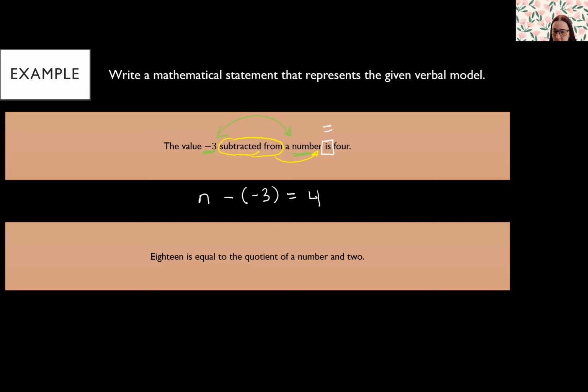Next, we have 18 is equal to. So is equal to, that's another one telling us that's where our equal sign is. So we've got is equal to the quotient of a number. Quotient means divide, and that's going to go where your and is. So I'm going to put my division sign. Quotient of a number, so I can use n, and 2. And then on the left of my equal sign, I just have 18.